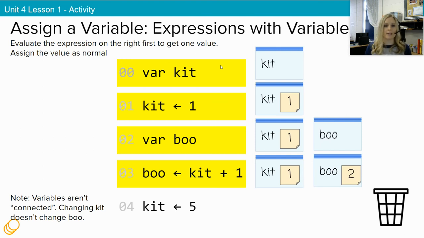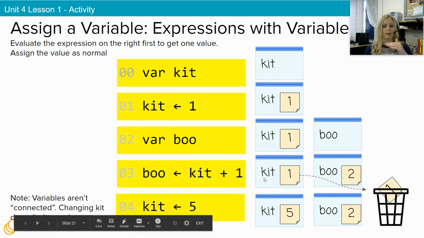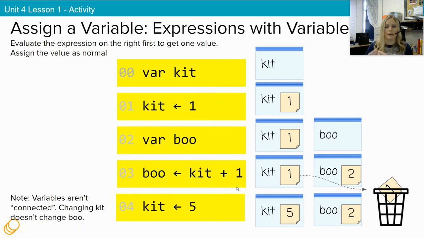Now kit gets 5. So we throw the 1 away. That was fun. And put 5 into kit. It does not affect anything that happened previously in the code. It only affects that line and beyond. So from now on, if we call kit inside an expression similar to this line, it will come in and see what's currently in kit, and it will get 5.